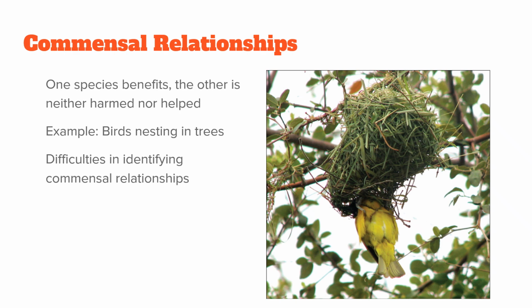In commensal relationships, one species benefits while the other is not significantly affected. For example, birds nesting in trees benefits the birds and doesn't seem to help or harm the tree. Proving no effect can be challenging, so commensalism is sometimes hard to confirm.